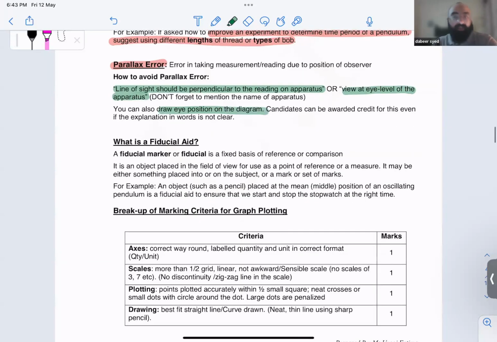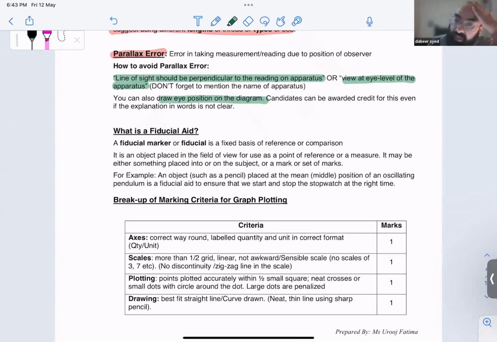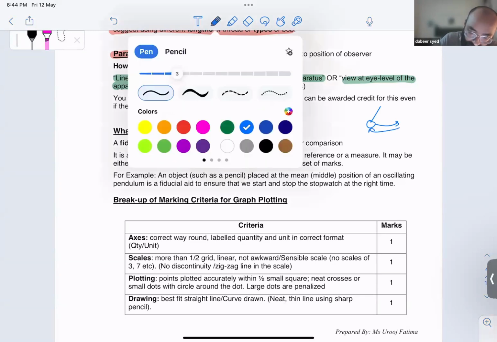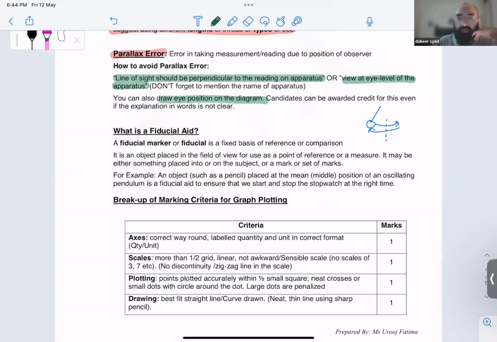Okay? Acha, a lot of people don't know about a fiducial aid. So whenever you're measuring oscillations, a fiducial aid is something that helps you. So what is a fiducial aid? So for example, if this is a pendulum that is oscillating, what I do is I put a fiducial aid in the middle of it. What is the fiducial aid? It allows me to count when the reading is changing. So for example, the first time this passes towards the right, I count that as 1.